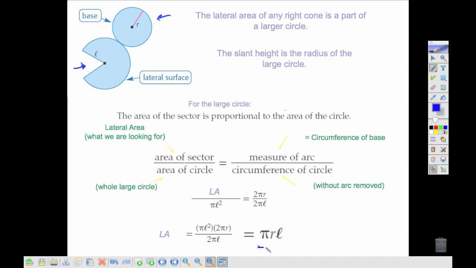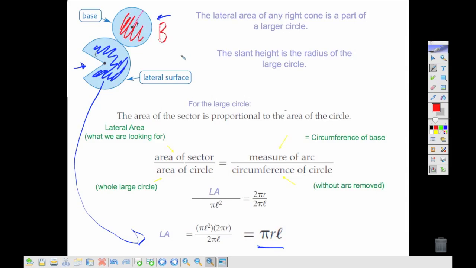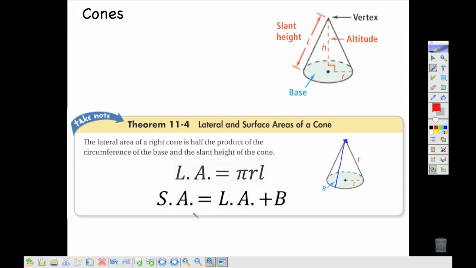You don't really need to remember all of this, but this is where that's derived from. So we just want to remember that the lateral area, like this part right here, its area is pi RL. If I want the total surface area, then I would need to also include my base in addition to that lateral area. And so we're given this formula for surface area, again lateral area plus base. It's the same as it was for the pyramid.